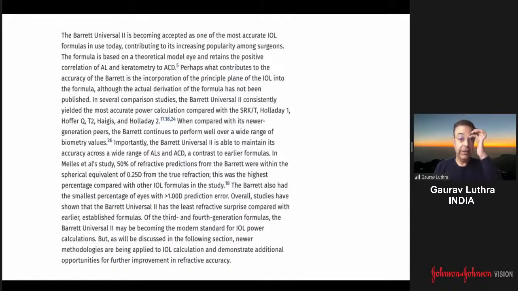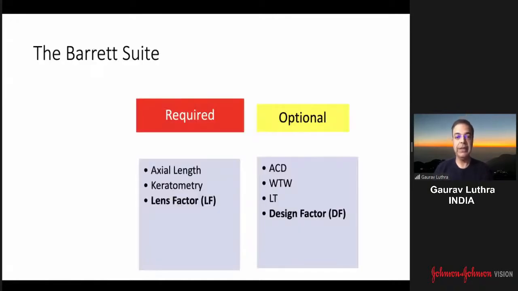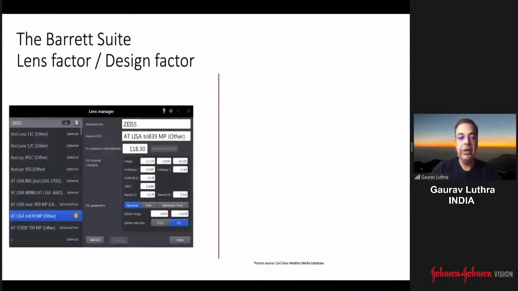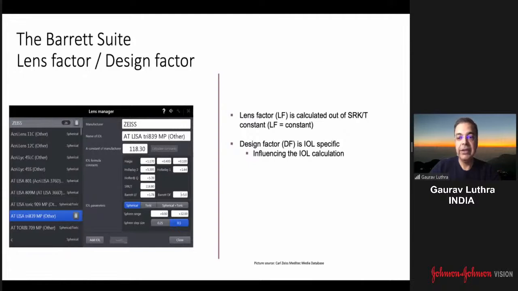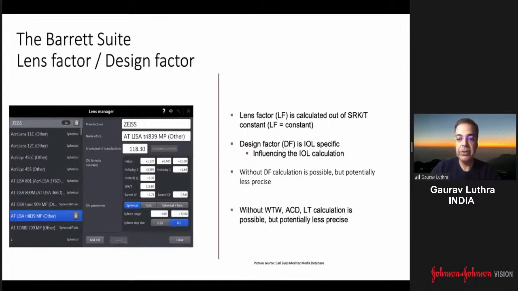And as we understand, it has come a long way today. And let's go on to what all it requires. What is essentially required for the Barrett's is the axial length and the keratometry and the lens factor. And of course, if you would also put in the AC depth, the white to white, and the lens thickness and the design factor, it would obviously increase the accuracy. So the lens factor is calculated out of the SRK/T, whereas the design factor is IOL specific and definitely influences the IOL calculation. And as we understand, the precision can be much more if you have the design factor of the specific IOL that you're planning to use.